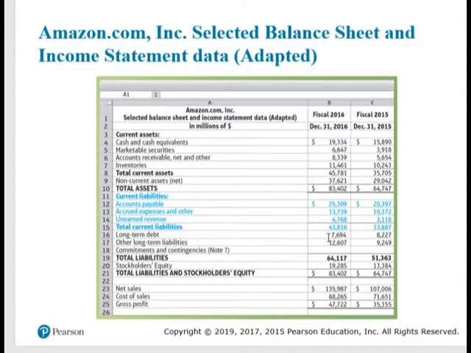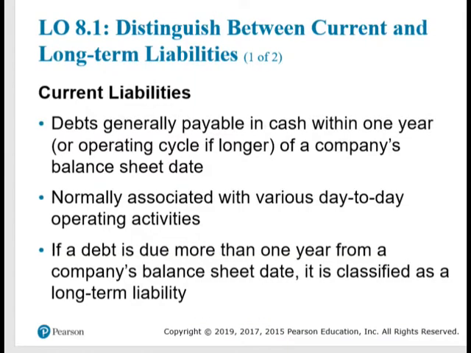The first slide shows you the classified balance sheet for Amazon, and you can see that current assets and current liabilities are a fairly large part of the liabilities section, with some long-term debt listed here as well.